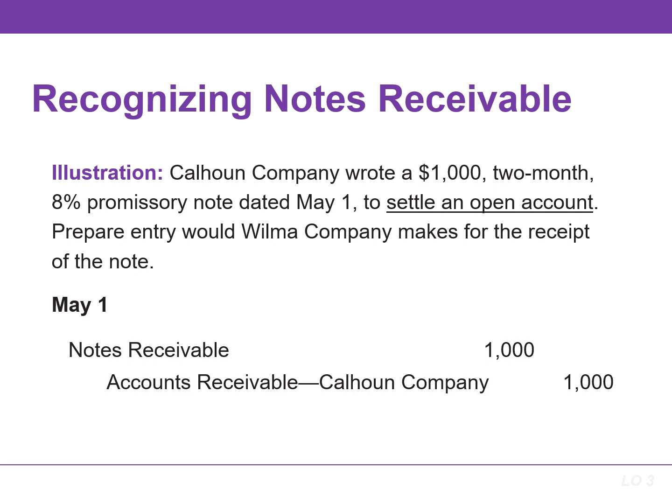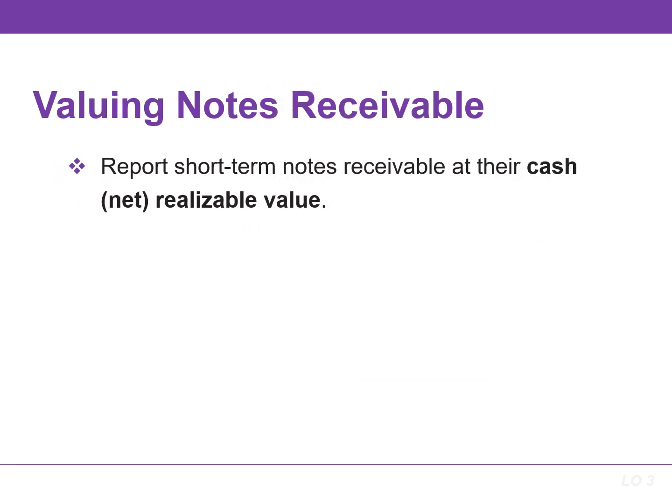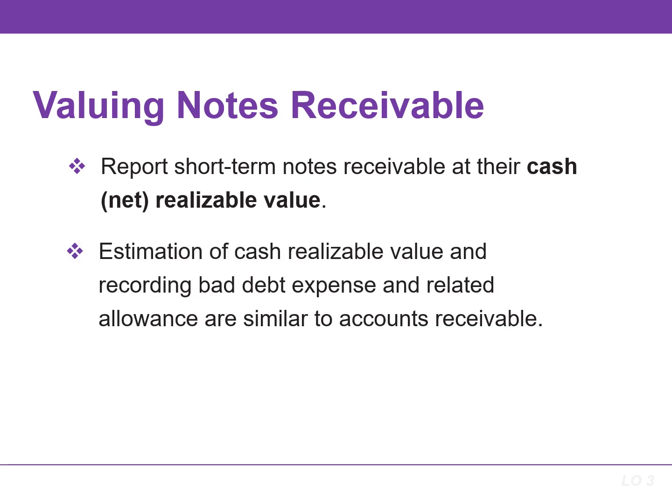If a company lends money using a note, the entry would be a debit to notes receivable and a credit to cash in the amount of the loan. Like accounts receivable, companies report short-term notes receivable at their net realizable value. Valuing short-term notes receivable is the same as valuing accounts receivable. The estimations involved in determining net realizable value and bad debt expense, as well as the related allowance, are similar.